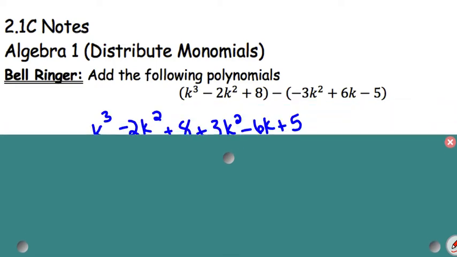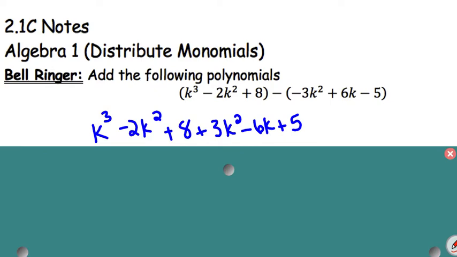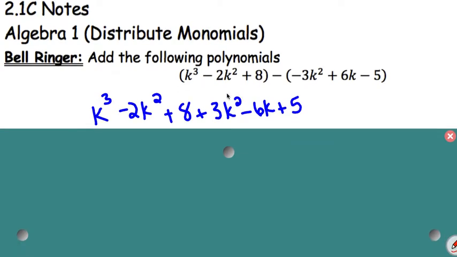Okay, so let me slide this down here. You can see I rewrote the first k to the third minus 2k squared plus 8, and then plus positive 3k squared minus 6k plus 5. So we change all of those. And now we look at our like terms. So we start with the highest power. Remember, we want to go in descending order. So descending means start with my highest power and then work my way down.